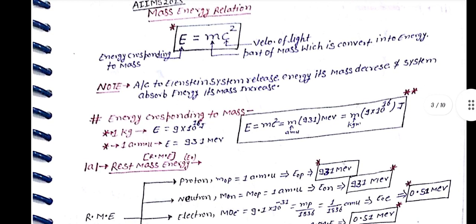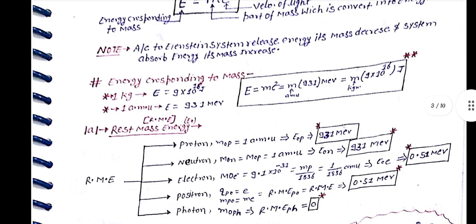And the mass energy relation: E is equal to mc square, where E is the energy corresponding to mass, c is the velocity of light, and m is the part of mass which is converted into energy. Energy corresponding to 1 kg is E equal to 9 into 10 to the power 16 J. 1 amu is equal to 931 MeV.